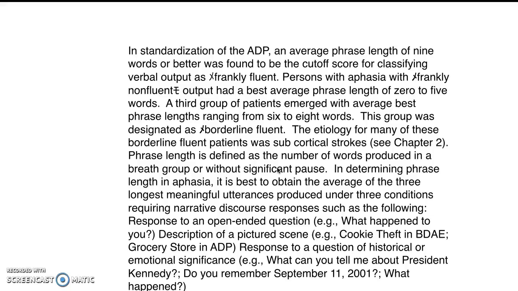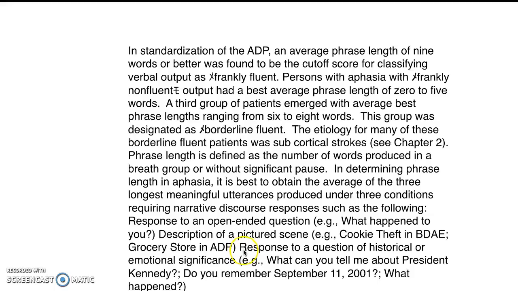The 3 conditions are response to an open-ended question like, what happened to you? A description of a picture seen. You've probably seen those before. Some classic ones are called the cookie theft picture from the Boston Diagnostic Aphasia Examination, or the general store picture in the aphasia diagnostics profile, the kite flying picture from the Western Aphasia Battery.